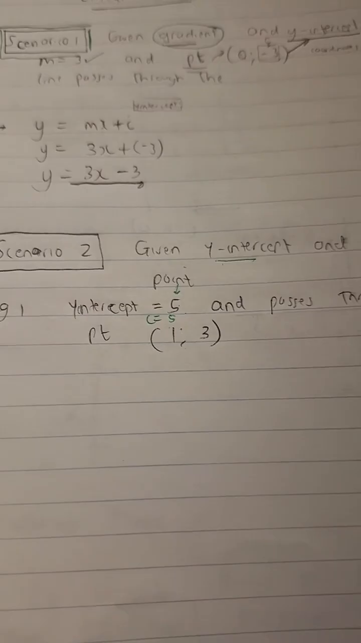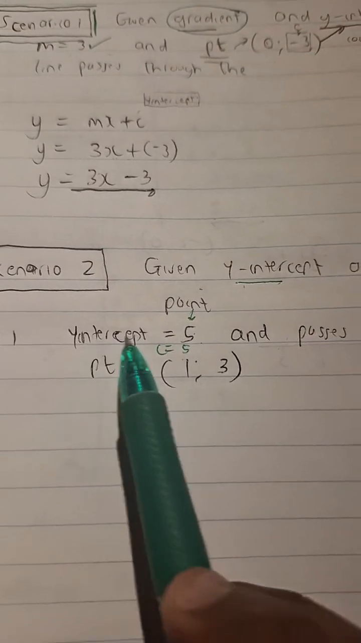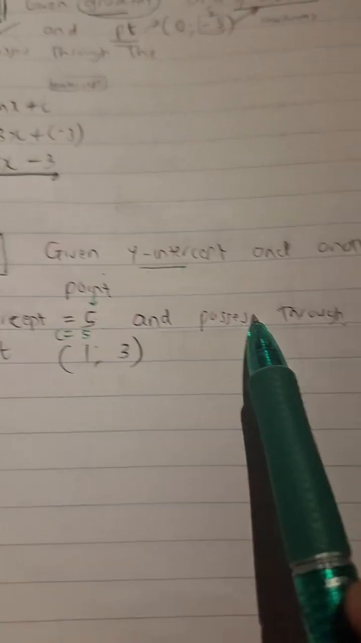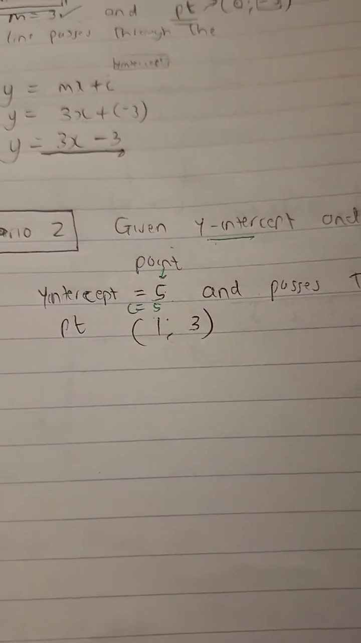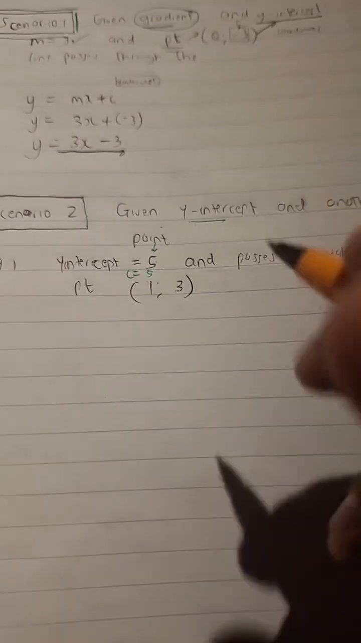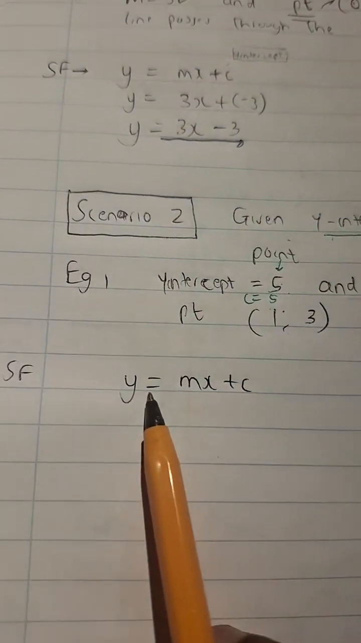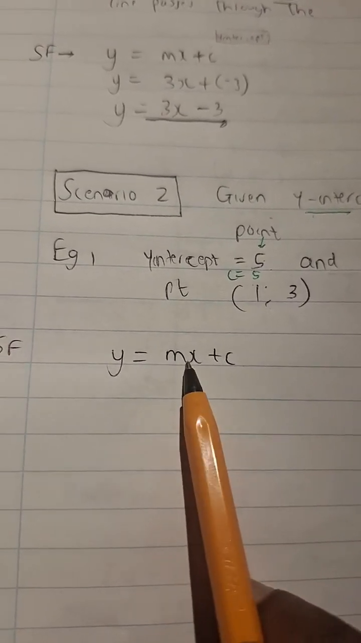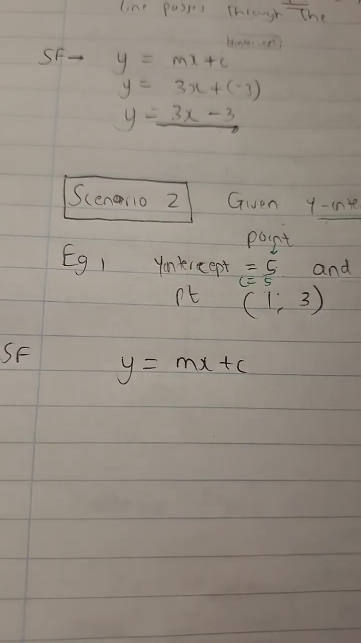So what do we do to find the equation of a straight line when we are given the y-intercept, which in this case we are told is equal to 5, right? And secondly, this line passes through the point 1 and 3. All right, so what we do is we again start by writing out the equation of the straight line, generally speaking, which is given by y is equal to mx plus c. We remember well that m stands for gradient. Our c value is our y-intercept.